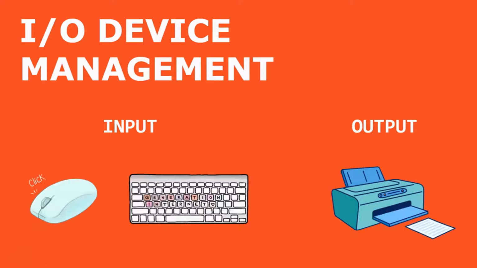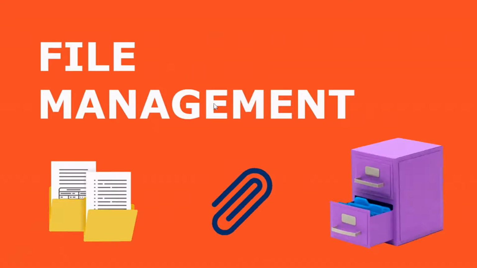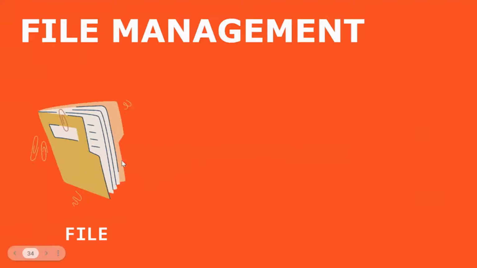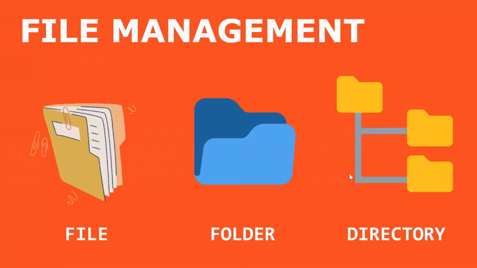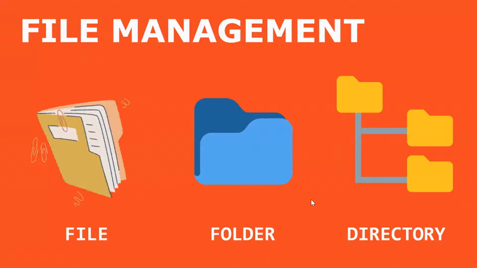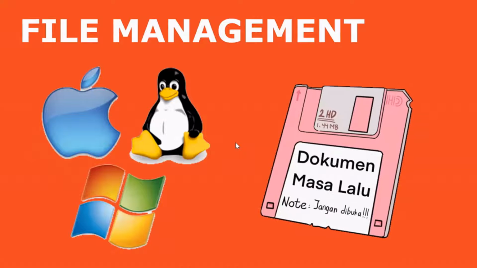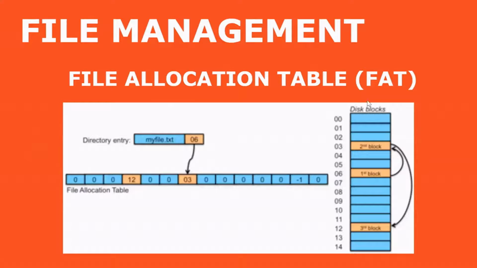Now let's see the other functionality of the operating system. It is file management. There are various files, folders, and directories in our computer system. These all are managed by the operating system. It is the operating system that manages them in the memory using a file allocation table. This table stores the details of the files like file name, file size, or file type, etc.